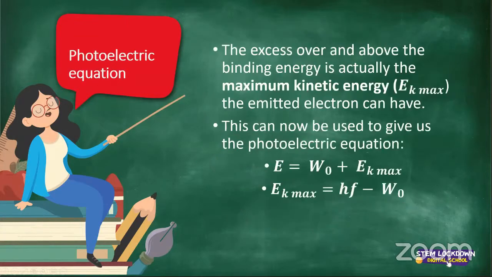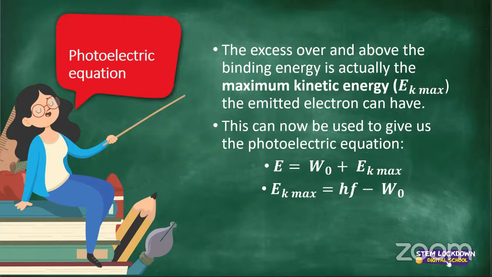Okay, so then the other thing that happens is sometimes you're going to hit this metal or this surface with more energy than what it needs, so more than the work function, okay? And that is defined as the maximum kinetic energy. So that is the excess over and above the binding energy that emits the electron. So that will be the energy that your electron has afterwards, and you can calculate it using that formula.